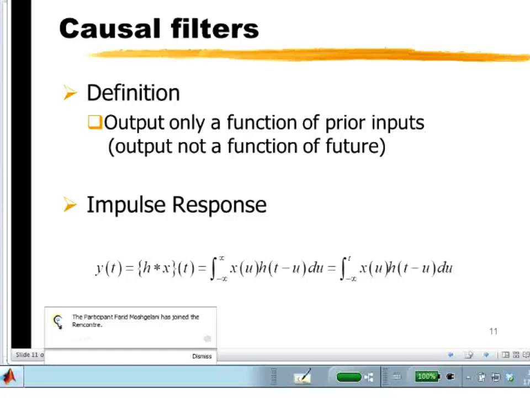causality effect. A definition of a causal filter. A causal filter is a filter whose output is only a function of prior inputs. That is, the output is not a function of the future. That means we cannot build a system that predicts the future. Of course, all practical filters are causal filters.